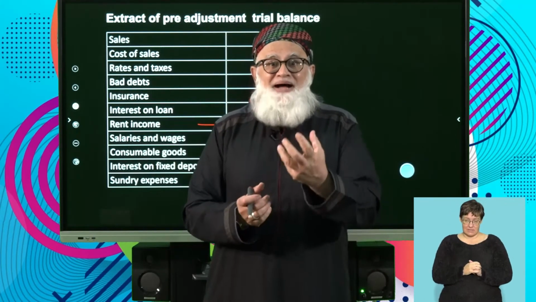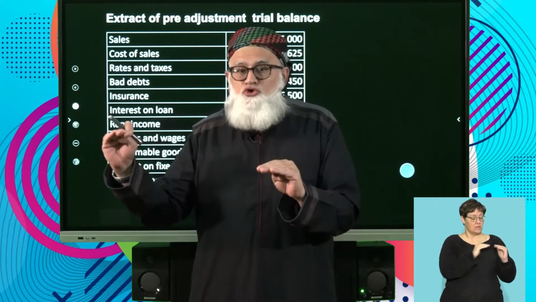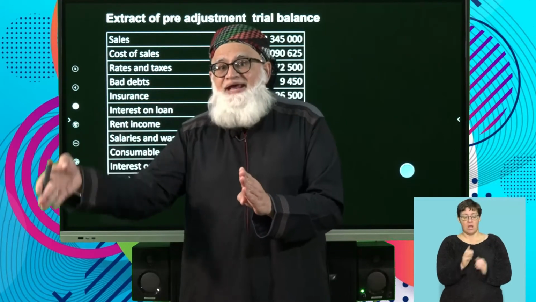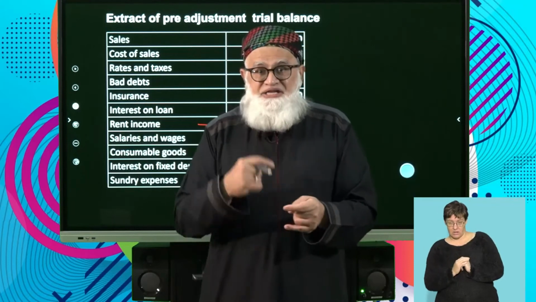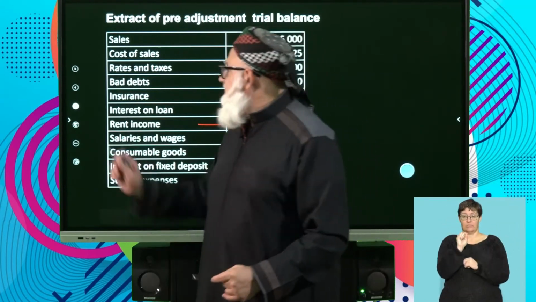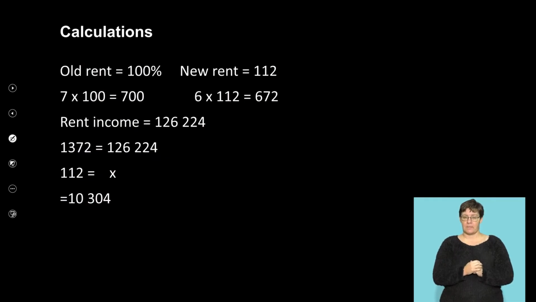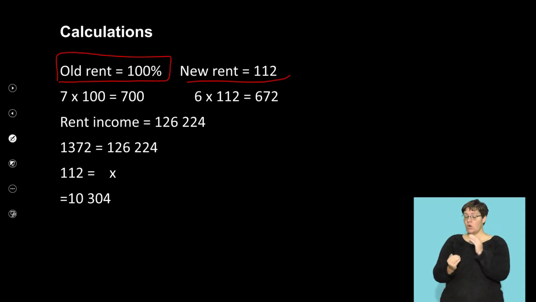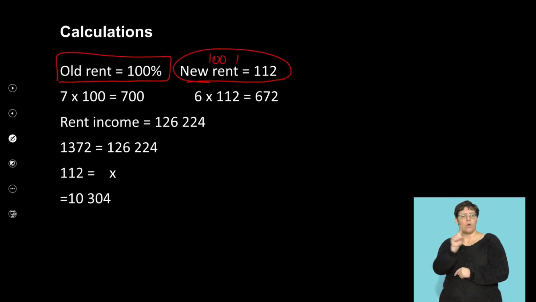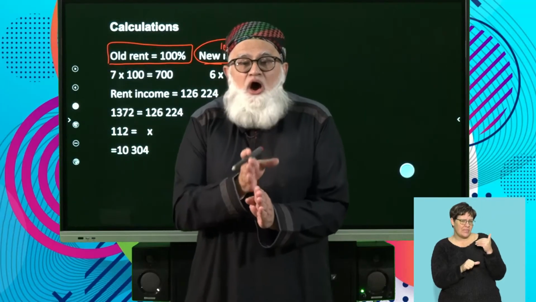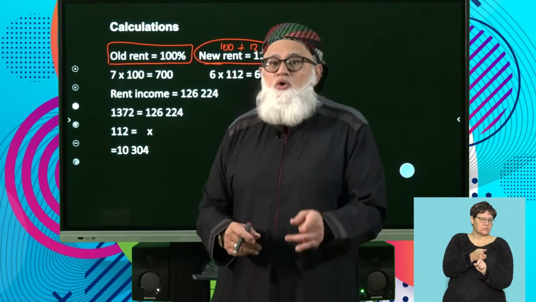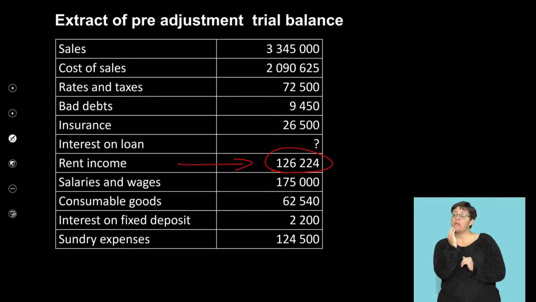Okay? But the rental was not constant throughout the year. There was a change in my rental, as a result of which I now do the following calculation. Here goes. Let your old rental be 100%, right? Your new rental will be 112. Why 112? 100 plus the 12% increase. Now ascertain, for how many months was the rental at the old rental? Remember, the rental only increased. When did the rent increase? Let's just check this out.